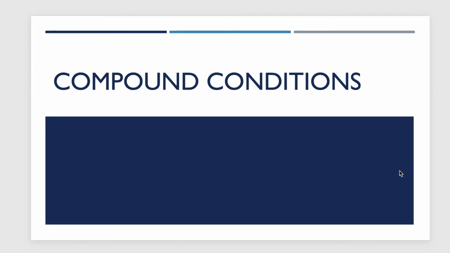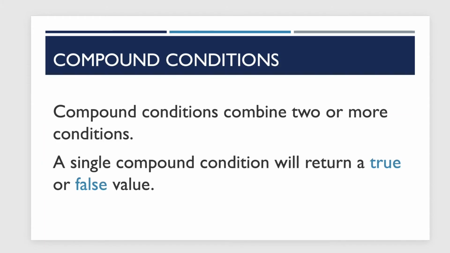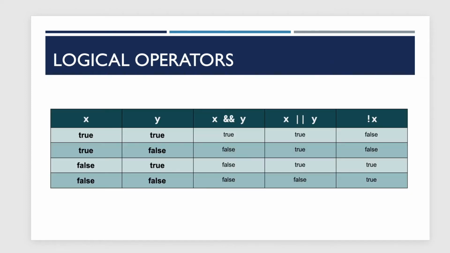Occasionally, you may see a need to create a more complex condition for your if statements or later in our repetition statements. These more complex conditions are known as compound conditions, where you combine two or more conditions. One single compound condition will return a true or false value once evaluated by the computer. We looked at these in the last chapter when we discussed logical operators.